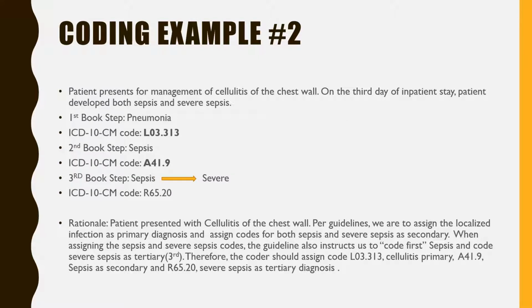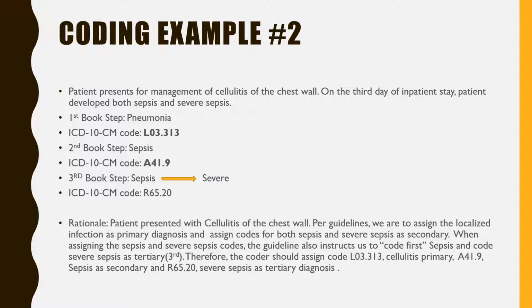So here in our second coding example, our patient presents for management of cellulitis of the chest wall. However, on the third day of inpatient stay, the patient developed both sepsis and severe sepsis. So in our first book step, we're going to again locate our localized infection, which is cellulitis, and our ICD-10-CM code should be L03.313.